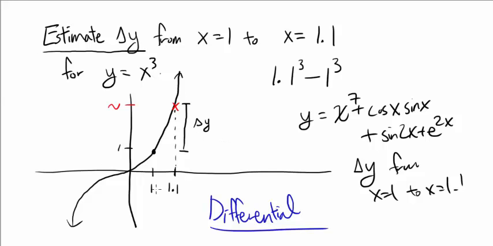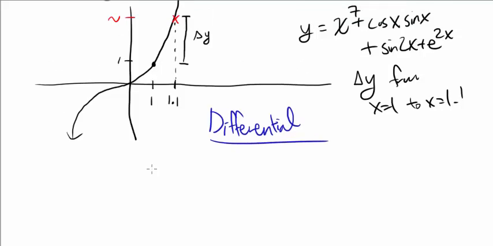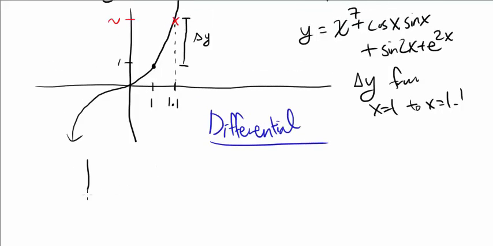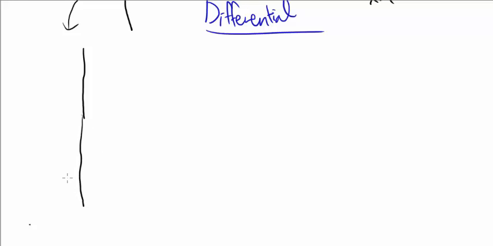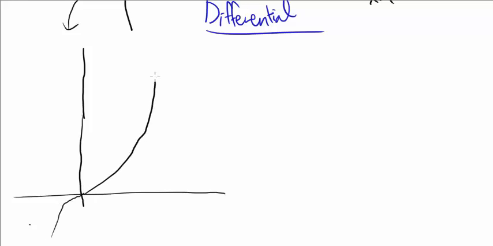So we wish to estimate this delta y, and the way we are going to think about it is we are going to use tangent line approximation. So let me redraw the function. Let me draw a close up view of the function. This is going like this, it's going up. We evaluate the function at 1, we get this point, and we evaluate the function at 1.1, and let's say we get this point, and we want to find the change in y, so we want to find this.